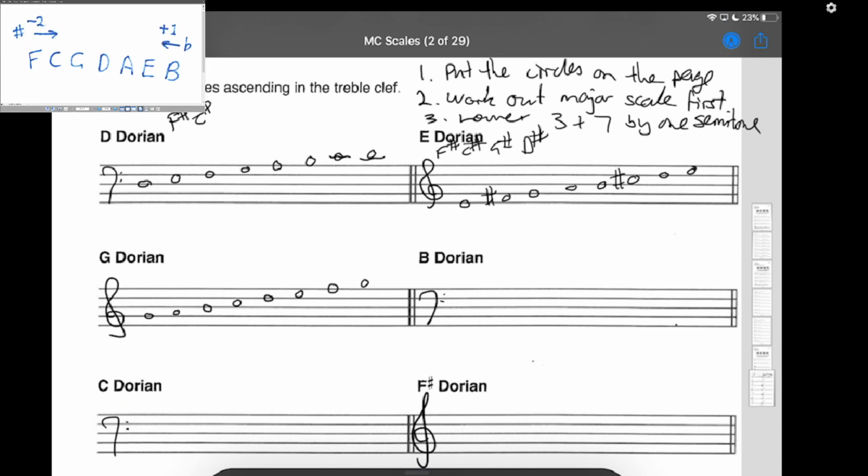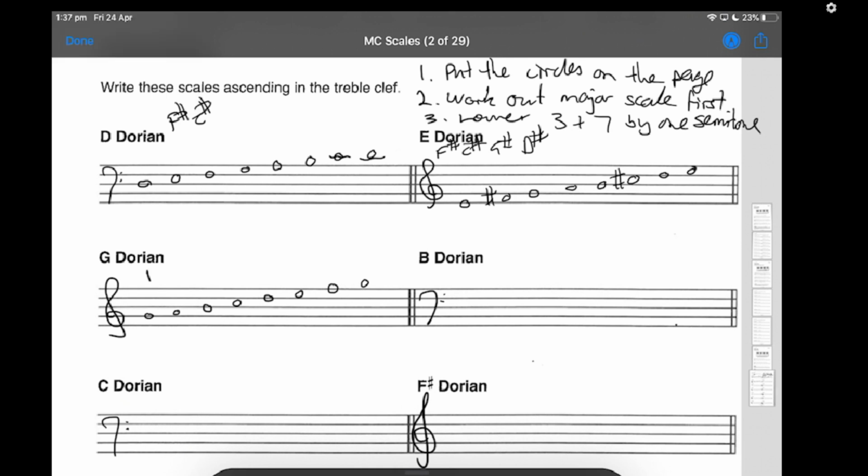So we're in G major. So let's remind ourselves, we go from the left across to the right, stop at the name of the scale we're trying to work out, take away 2: F sharp. So if we were writing a G major scale, we need F sharp. Step 3, lower the 7th and the 3rd by 1 semitone.